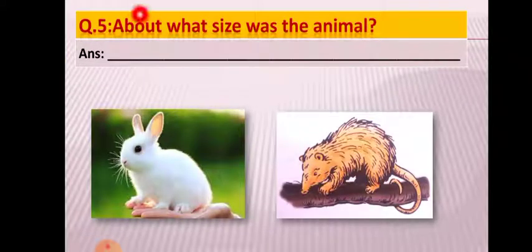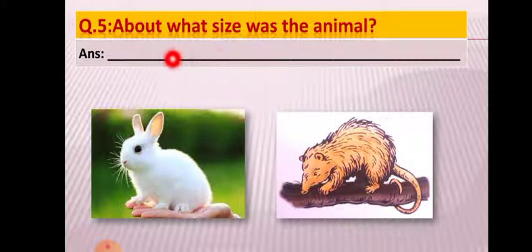Question number 5 is about what size was the animal. The animal was the size of a rabbit. As you can compare, the sizes of a possum and a rabbit are the same. So you will write the answer: it was the size of a rabbit. About what size was the animal? The answer is it was the size of a rabbit.